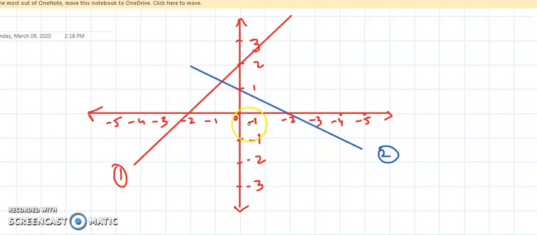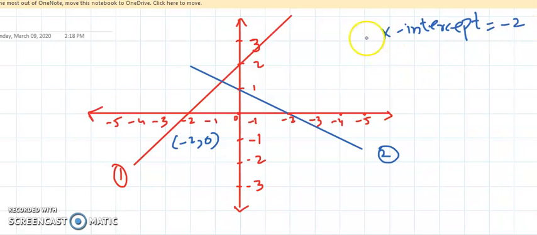Let's have a look at the diagram shown on the screen. I just drew two lines, line 1 and line 2. And if I need to determine the point of intersection of both the lines with the x-axis and y-axis, it's very easy. You can see here the line 1 cuts the x-axis at point -2. So I can say the coordinates of this point are (-2, 0). And the x-intercept for this one is -2. And the y-intercept of this line is 2, because this line cuts the y-axis at 2.